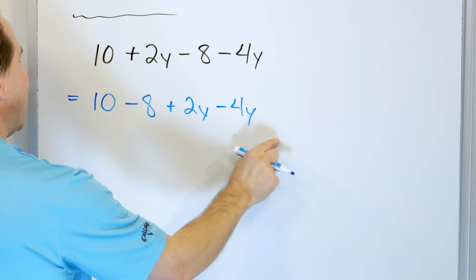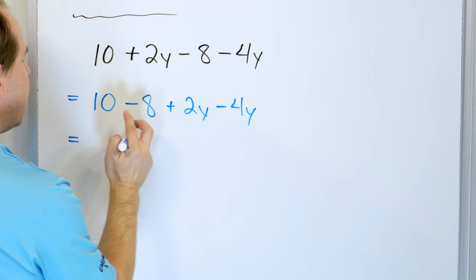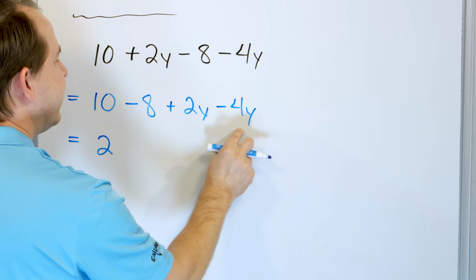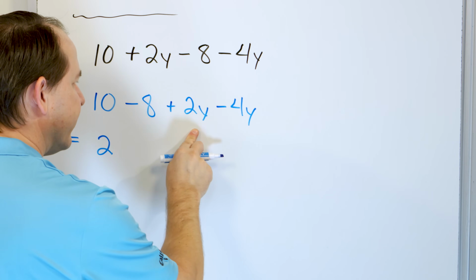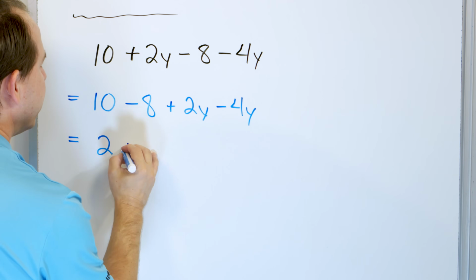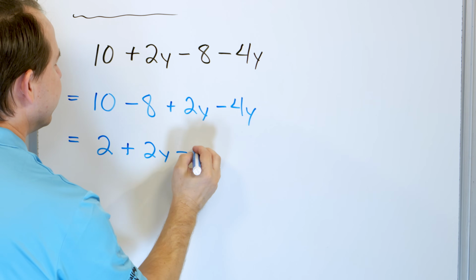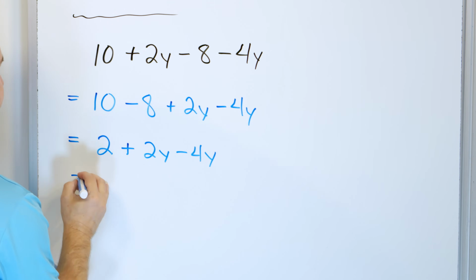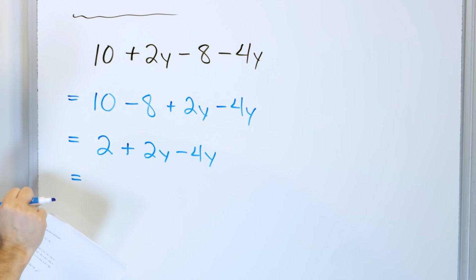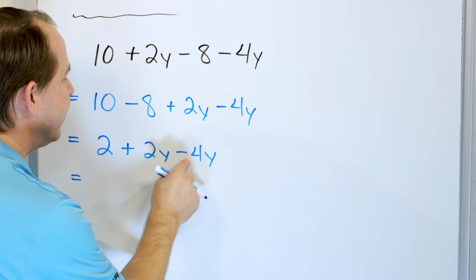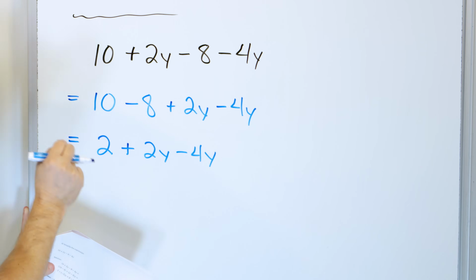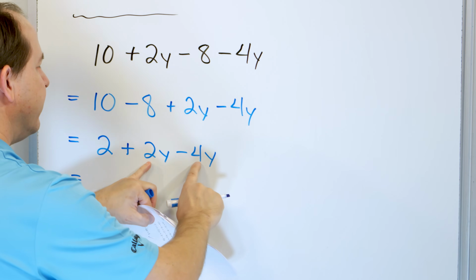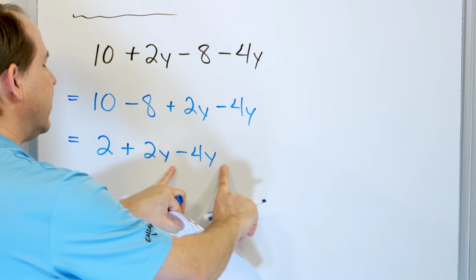But now the terms are right next to each other, and we know that 10 minus 8 is 2. And then we look at this and we say, okay, these are like terms also. In fact, we could just rewrite it. I'll rewrite it as 2 plus 2y minus 4y. Now we'll combine these. Here we have to think. We have 2y's minus 4y's. So what we have to do is we're going to basically subtract the numbers, and the y is going to come along in the answer.